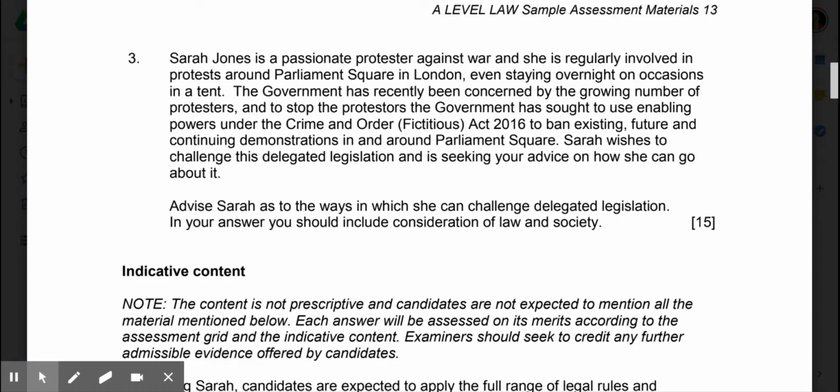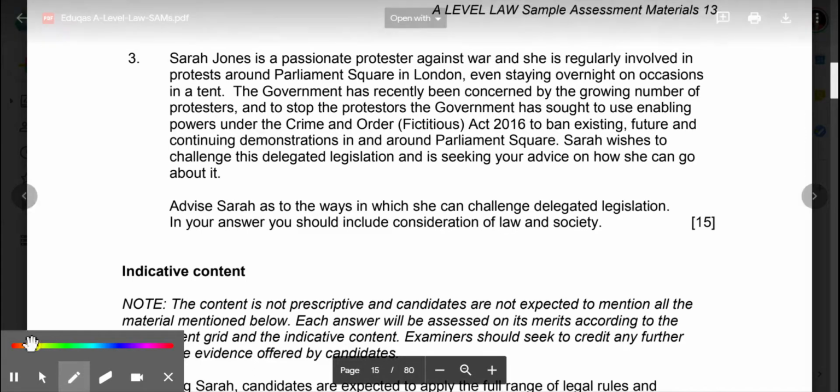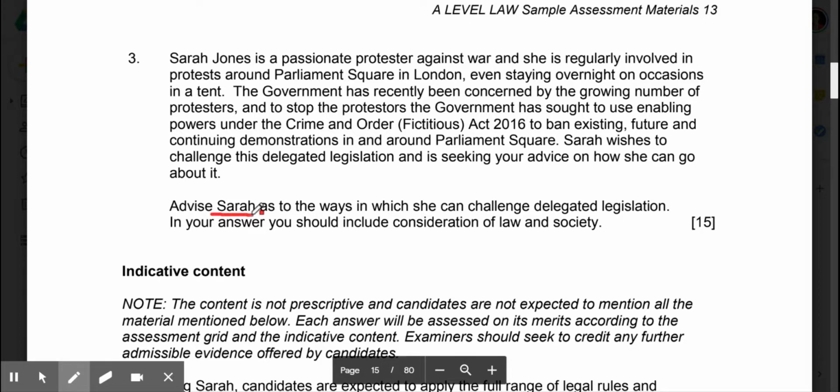So this video is going to take us through how you're going to go about applying a control of delegated legislation question. So as per usual, we always start with the question. So we are advising Sarah as to the ways that she can challenge delegated legislation. So she's, that's the key word. And we're going to consider law and society, which we'll have a look at in a second. So we're thinking about Sarah and we're thinking about challenging delegated legislation. So keep that in mind when we look at the scenario.